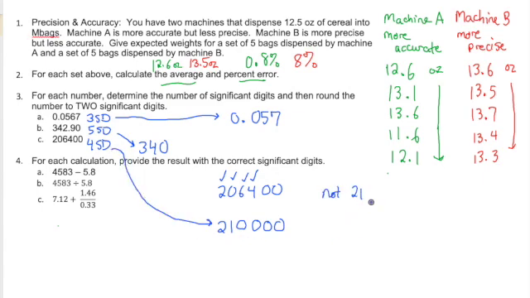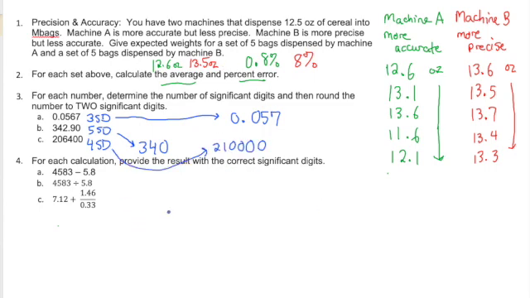So it's not 21 for sure. All right, let's see if we can provide the calculations with the correct significant digits. For subtraction and addition, it's good to line up the numbers just so we can tell where the uncertain digits are, because subtraction and addition are based on place value. All right, we have the numerical answer. Now let's figure out the uncertainty.